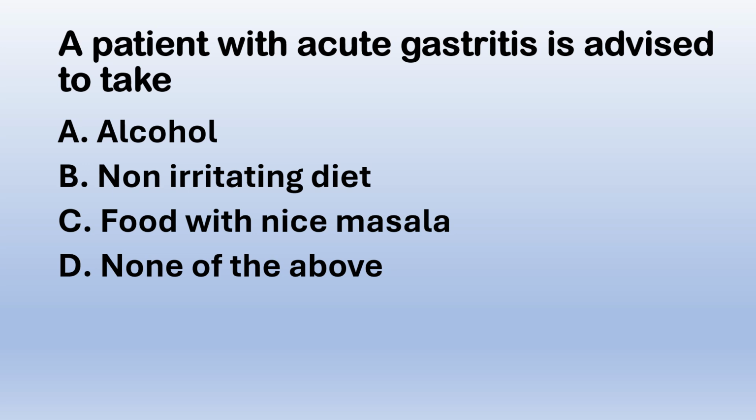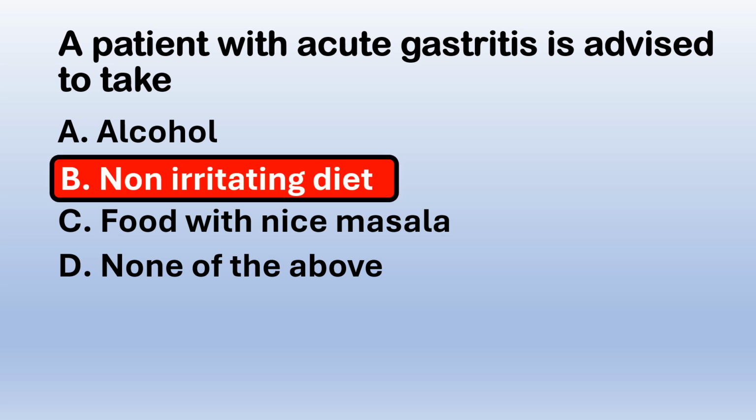A patient with acute gastritis is advised to take A. Alcohol, B. Non-irritating diet, C. Food with spicy masala, D. None of the above. And the answer is B. Non-irritating diet.